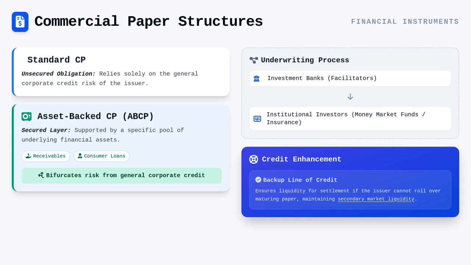To mitigate the perceived default risk, credit enhancement mechanisms are vital, with a backup line of credit being the most common. This arrangement ensures that if the issuer faces temporary liquidity constraints and cannot roll over its maturing paper, the bank remains obligated to provide the cash necessary to settle the holder's claims. Such structural safeguards are essential for maintaining the continuous investor appetite needed for a liquid secondary market.